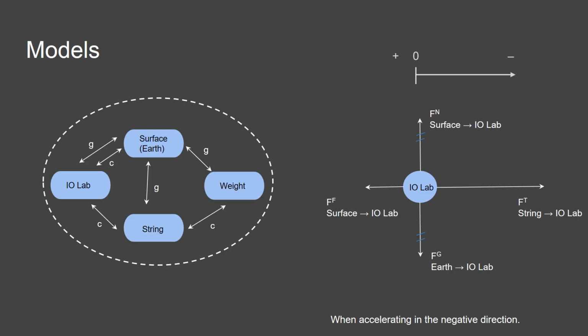So for modeling this, we have our system schema on the left and our free body diagram on the right. The components are the IOLab, our string, the weight in the pulley system, and then the earth at the surface. And our forces were frictional force, applied force, tension and gravity forces, and force normal.